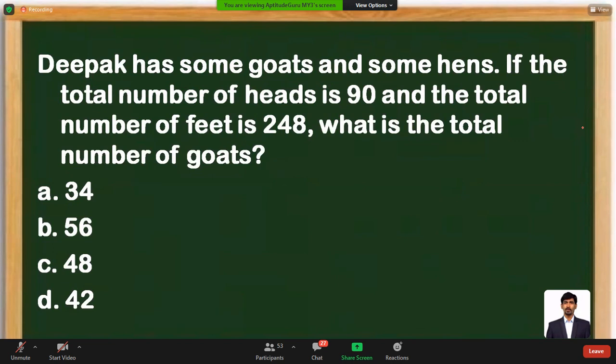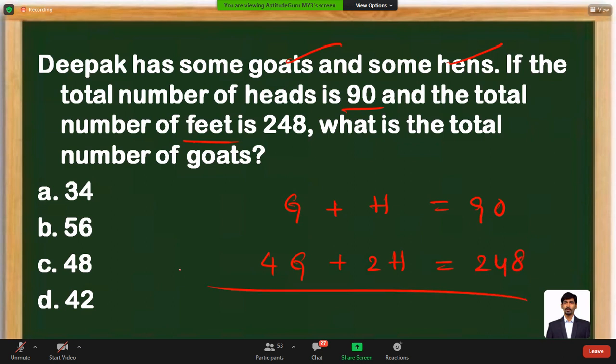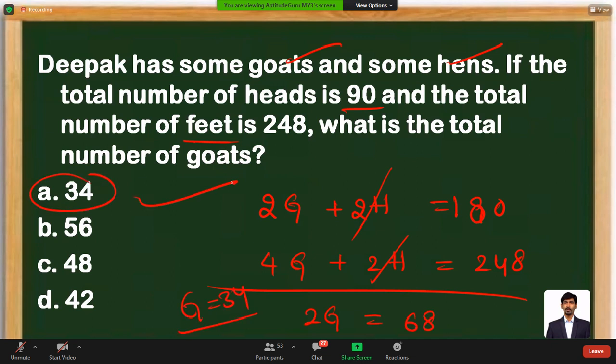Next question. A similar question. Deepak has some goats and hens. Total heads is 90. Goats plus hens is equal to 90. Total feet or legs is going to be 240. Goat will have 4, hen will have 2, which will be equal to 240. What is the number of goats is the question. Hen should be cancelled. I'm just multiplying everything with 2 so that it will be 180. Then 2G is equal to 60, so G will be equal to 30. They are asking the number of goats, available as a marked answer.